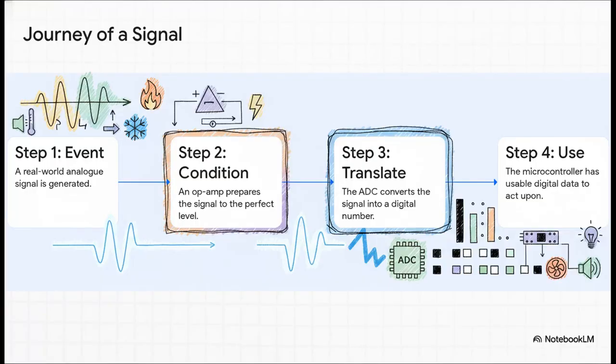It all kicks off with a physical event, maybe a sound wave hitting a microphone. Then the amp jumps in and cleans up that signal, getting it ready for translation. Next, the ADC takes a super fast snapshot of the signal, converting it into a digital number. And just like that, the microcontroller has the data it needs to, say, start recording your voice.